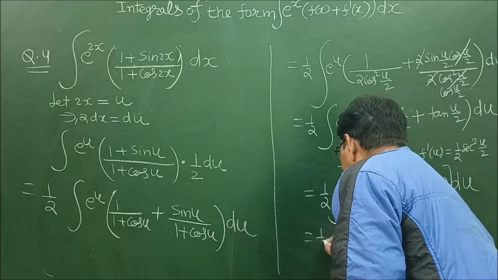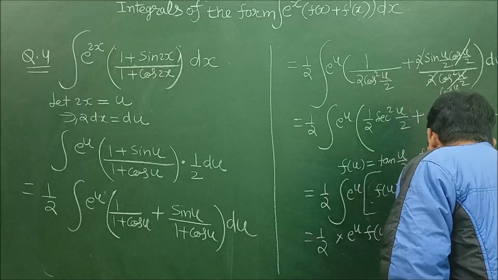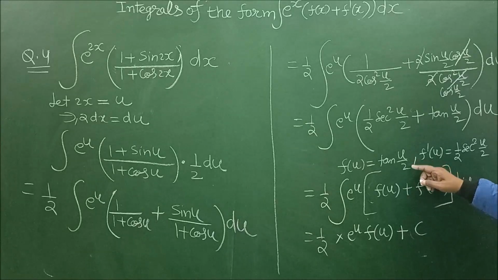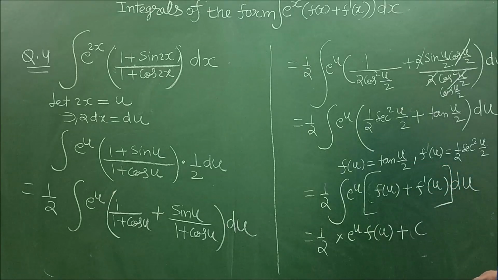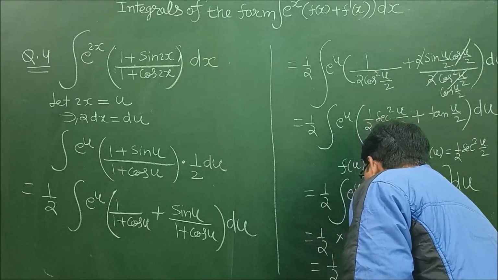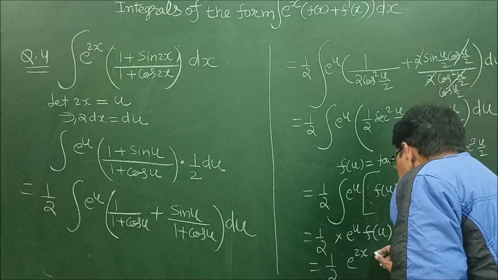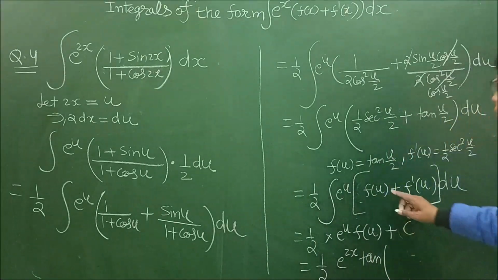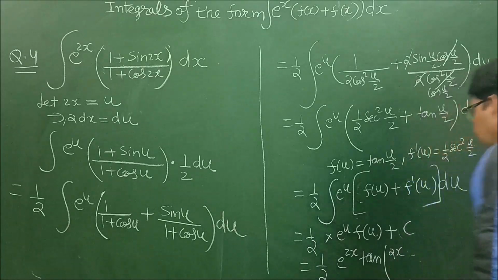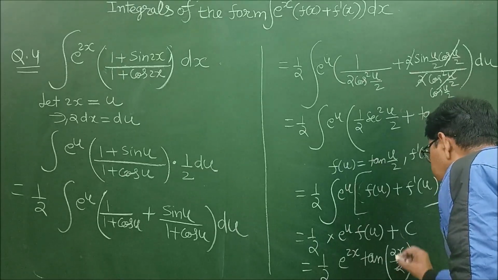So half is outside and this integral is e raised to the power u f(u) plus a constant c. Putting the values here, function f(u) is tan(u/2) and u is 2x. So half, into e raised to the power u, that is e raised to the power 2x, and f(u) is tan(u/2), that is tan of, and u is equal to 2x. From there you can write 2x upon 2, this 2 and 2 get cancelled here, plus c.